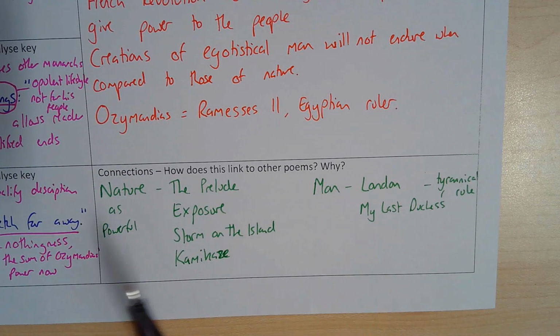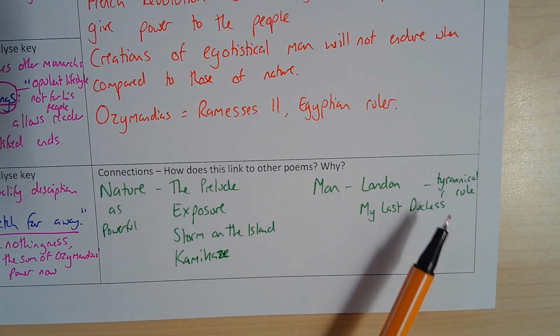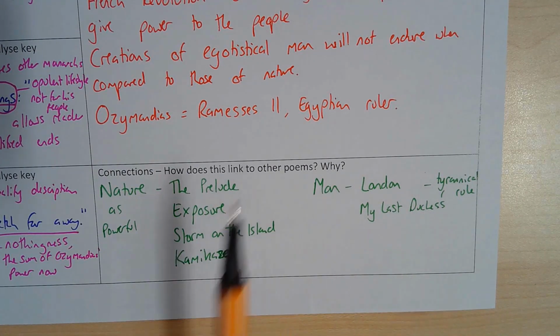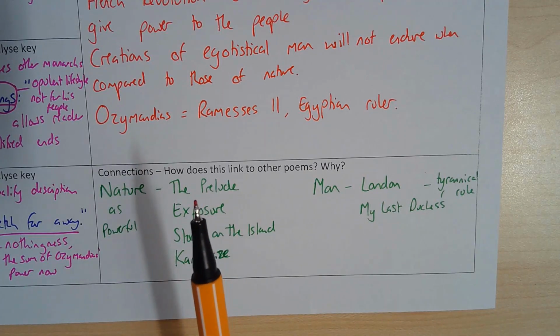So you should have quite a lot of notes there for Ozymandias, and it might be a poem you look at, it might be one of those ones that you want to revise in detail, and if it isn't, at least you've got lots of notes, so if it does come up as the named poem, you've got plenty to say about it there.